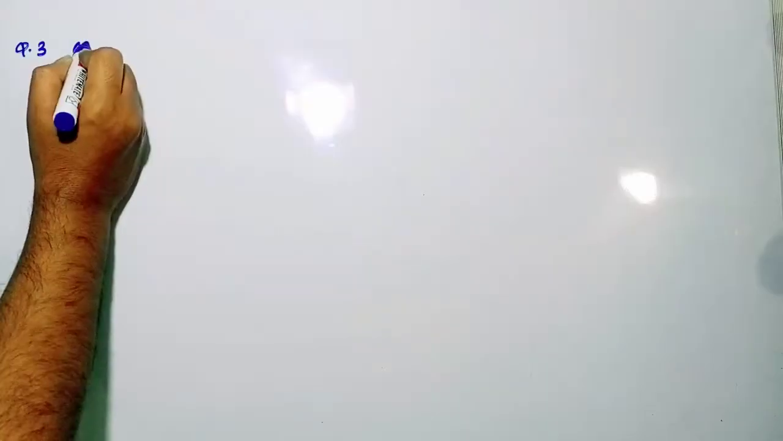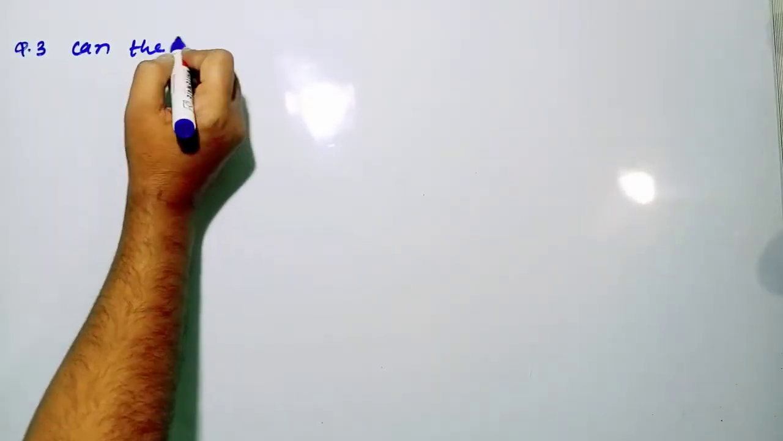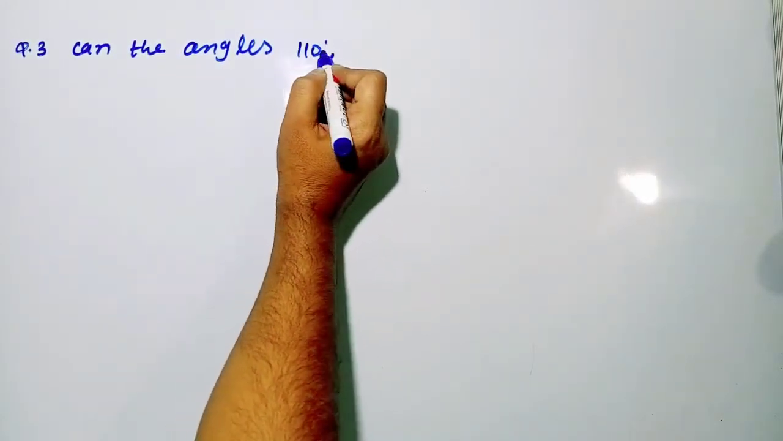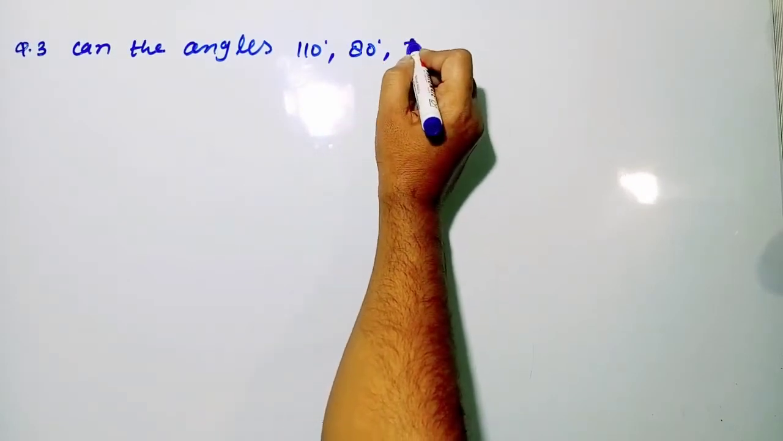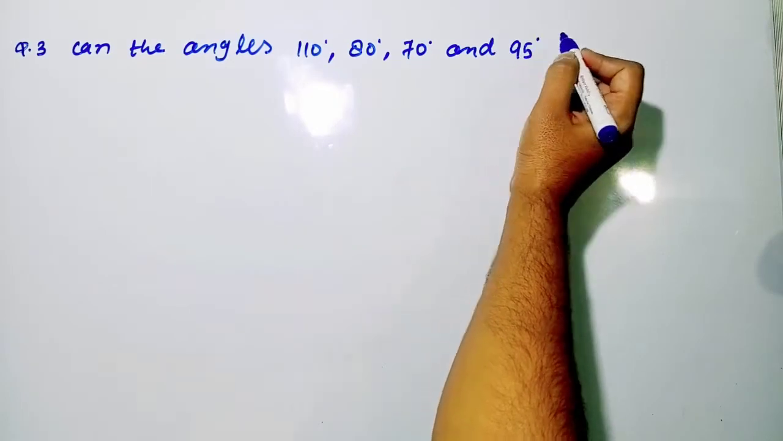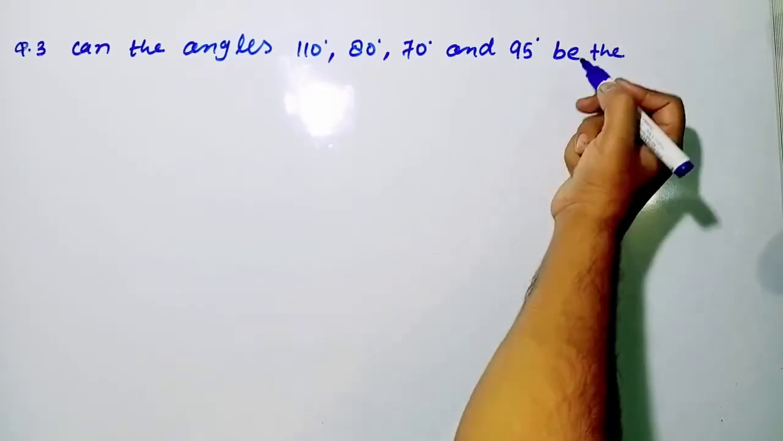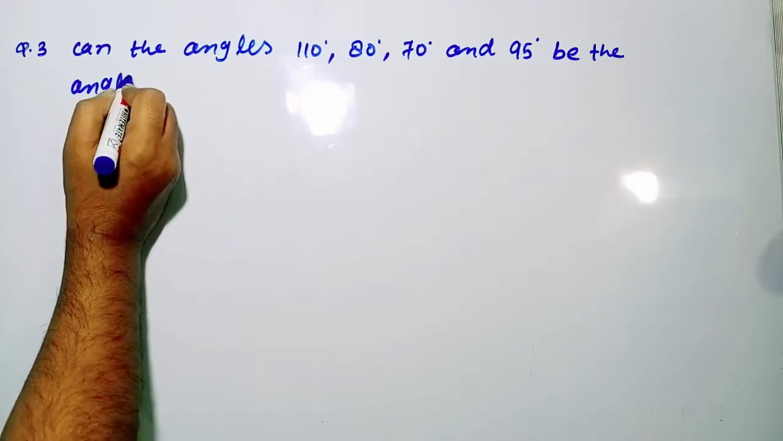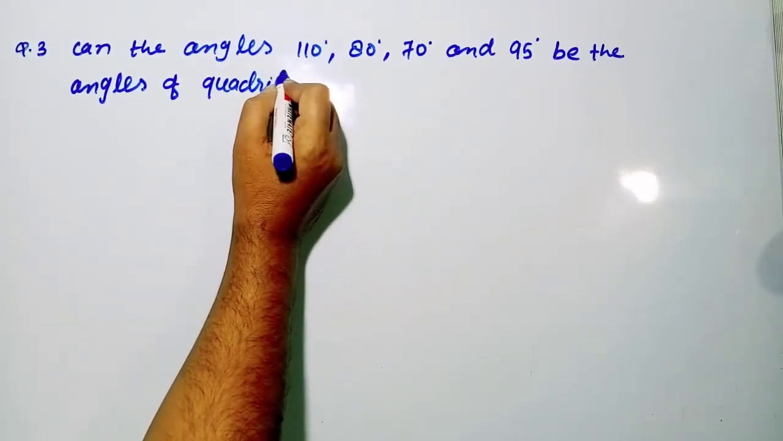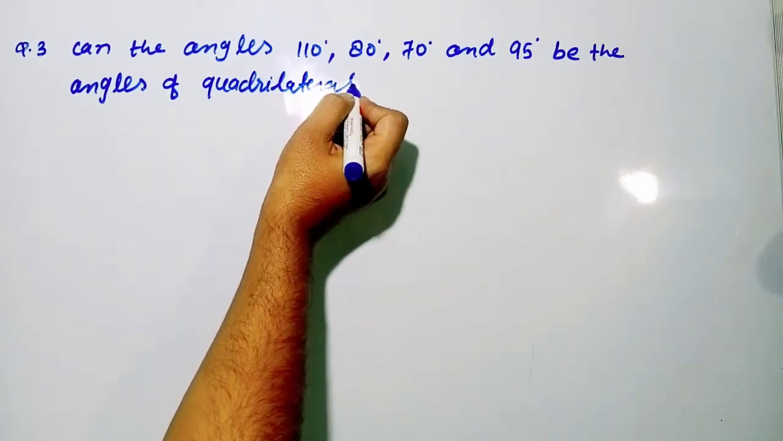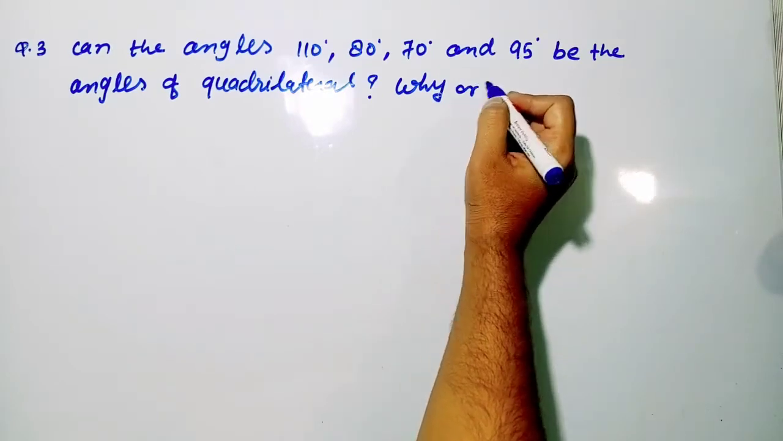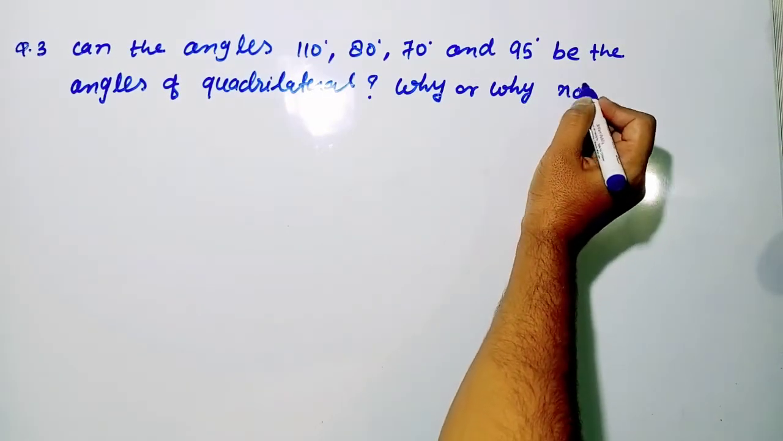Okay, now moving to the next question. Question number 3. Can angles 110 degree, 80 degree, 70 degree and 95 degree be the angles of a quadrilateral? If yes, then why? And if not, then why? So, why or why not?